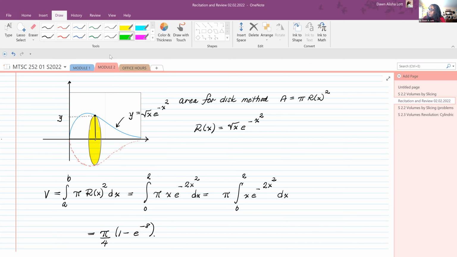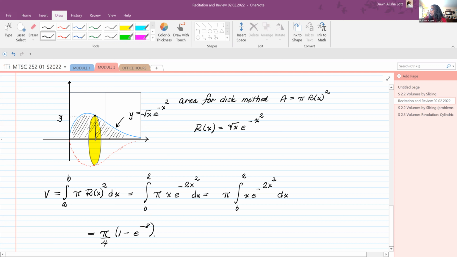Okay. We took the whole region. So it was like a sheet of paper, and we revolved the whole region about the x-axis. And we got that. Okay, any questions?